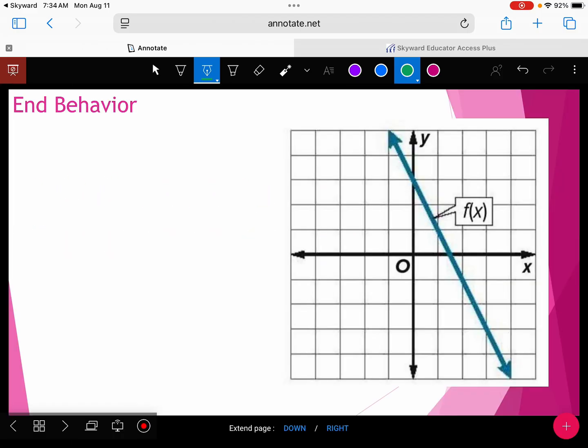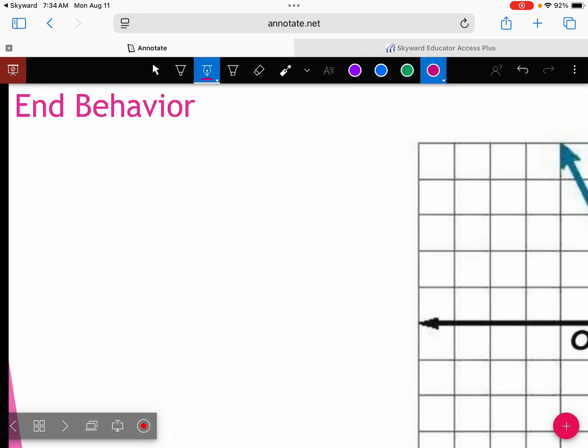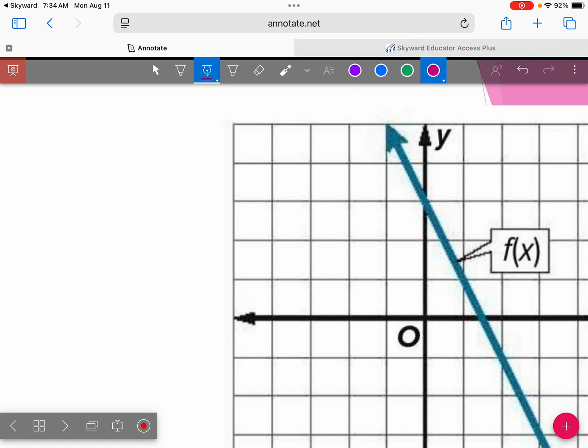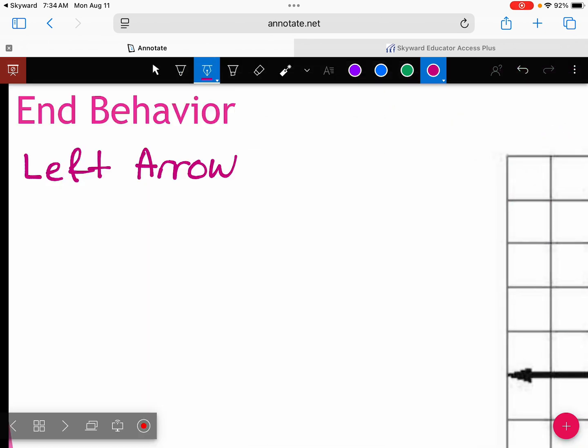If we look at this first picture here, the first thing I want to see is this left arrow. What way does the left arrow point? Does it point up or does it point down? Up. That is pointing up. So the left arrow is pointing up. That's what we want to say: this left arrow is going up.